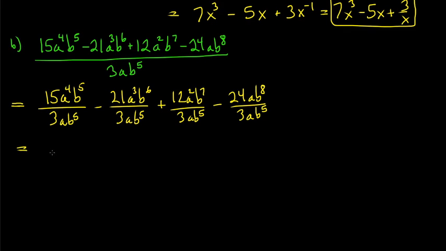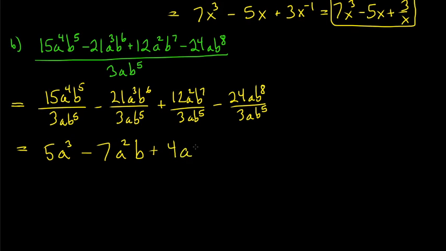All right, so 15 divided by 3 is 5. A to the 4 divided by a is a to the 3. B to the 5 divided by b to the 5 is just b to the 0, which is 1. Minus 21 over 3, sorry, is 7. A to the 3 divided by a is a to the 2. And b to the 6 divided by b to the 5 is b to the 6 minus 5. So b to the 1, I'm not going to write the 1, plus 12 over 3 is 4.